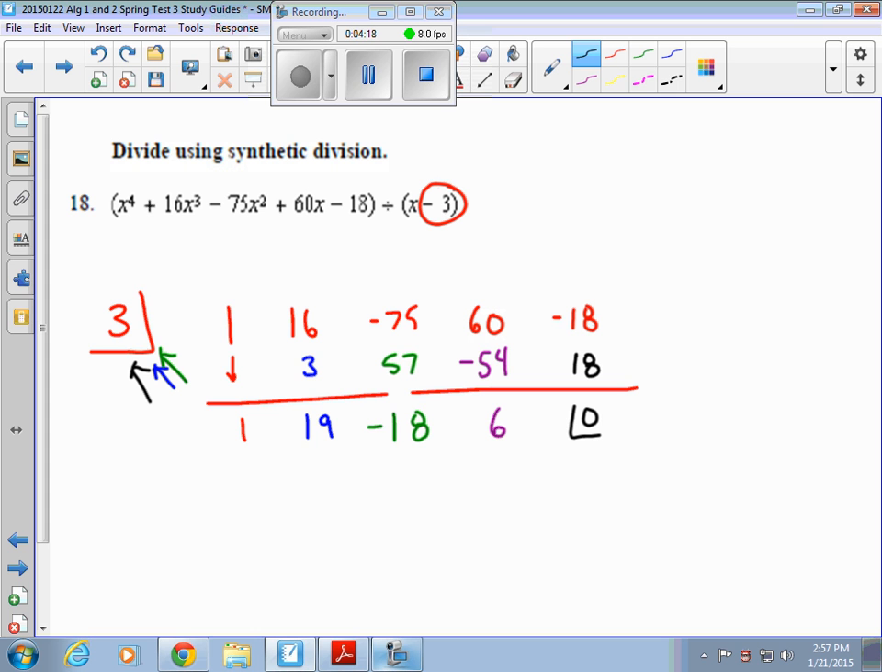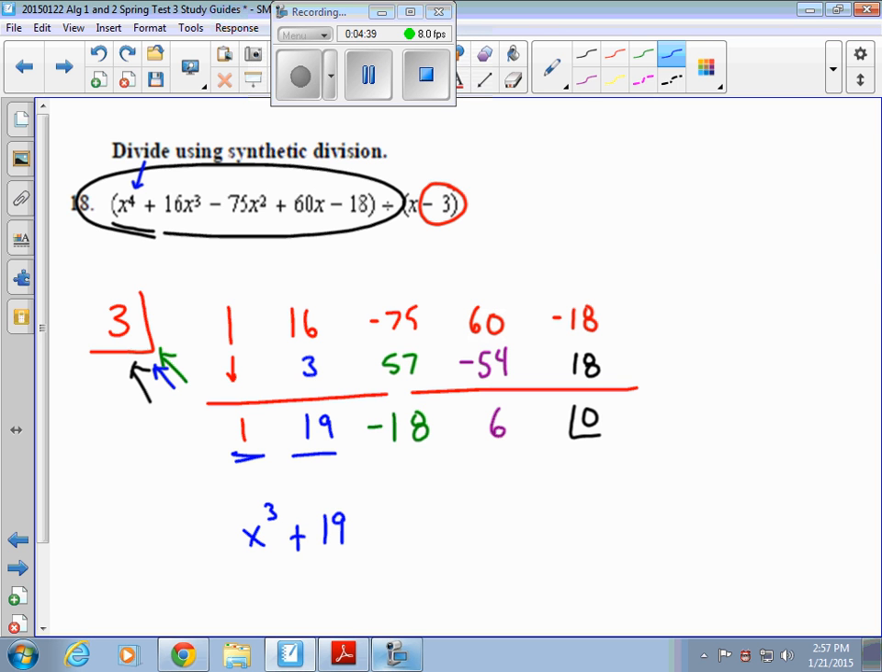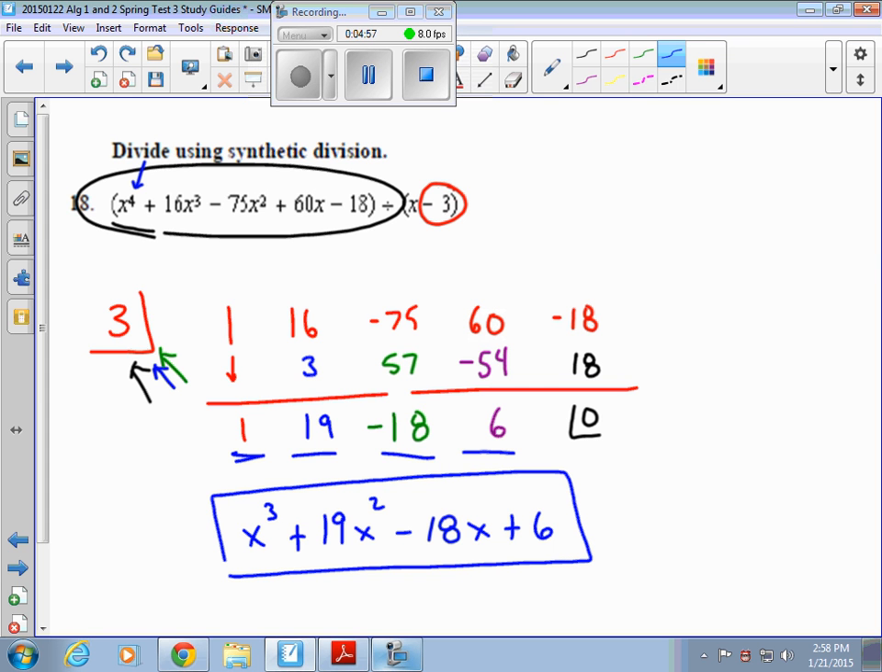From these numbers, go back and create another polynomial using the polynomial you started with. You go 1 degree less than the degree you started with. So this coefficient is 1, so it'll be 1x to the 3rd power. This coefficient is positive 19, so plus 19. We go 1 degree less, x squared. Your next one is negative 18. You go down 1 more degree, x to the 1st power, and then positive 6, and there's no remainder. So when you divide that polynomial by x minus 3, you get x cubed plus 19x squared minus 18x plus 6.